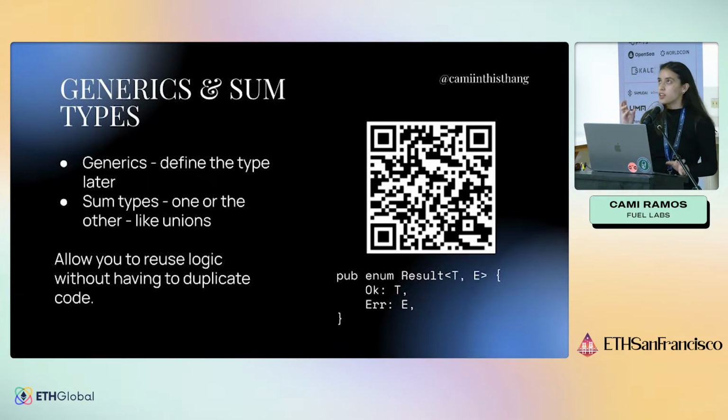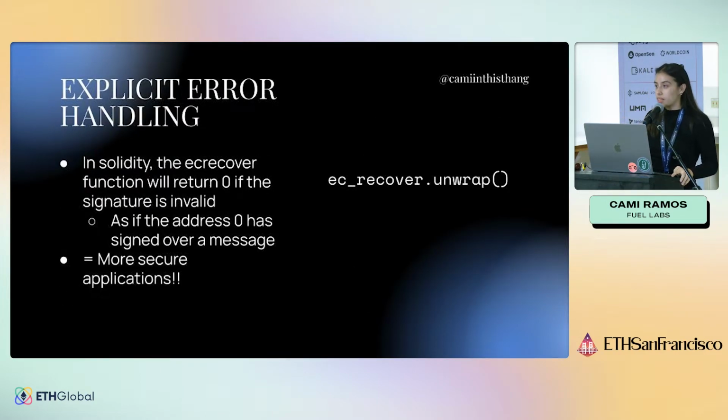Okay. So if you can imagine these two things together, where you can define the types later, and you have these sum types where it's one or the other, what happens is that in Solidity, you would have to rewrite this for every single type you wanted to use it on. That's the first thing. And then if you wanted to have similar logic where it's one or the other, you wouldn't be able to do it in the same way. And I have an example up here, so maybe when it's working, we can come back to it and you guys can see. Okay, the other thing is explicit error handling.